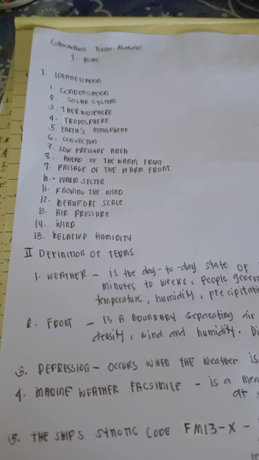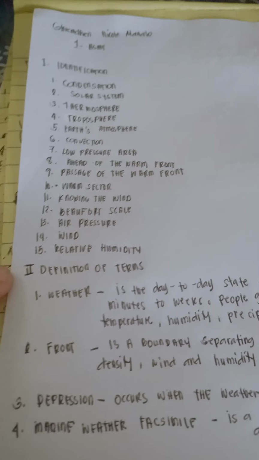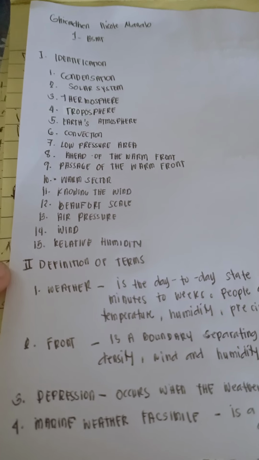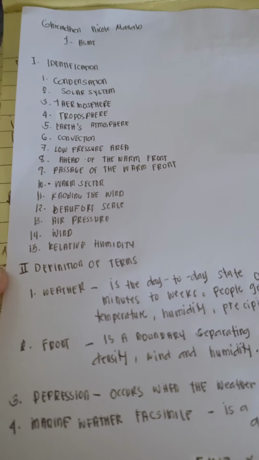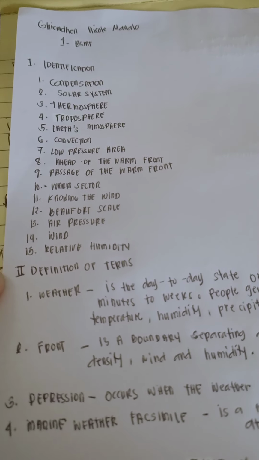Today, sir, for this video, I will discuss my answers in the final written exam. In Task 1, we have identification. Number 1: a severe storm happens in a low pressure weather system.